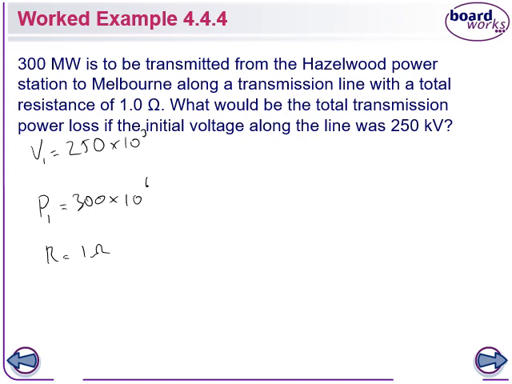You can use the formulas on the previous page. I personally like using Ohm's law just because I find it really easy to remember. So let's work out what the current in our line is going to be. Okay, so remember that P equals IV. And so I is going to be P over V. 300 times 10 to the 6 divided by 250 times 10 to the 3.